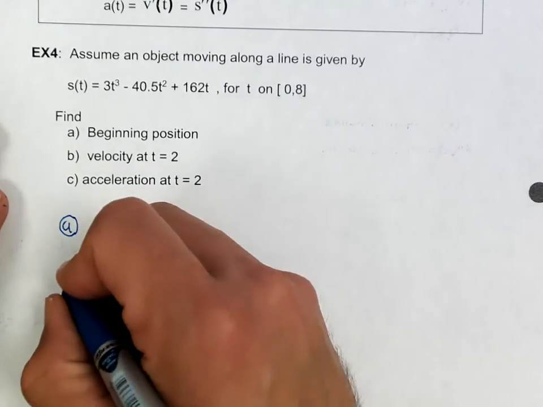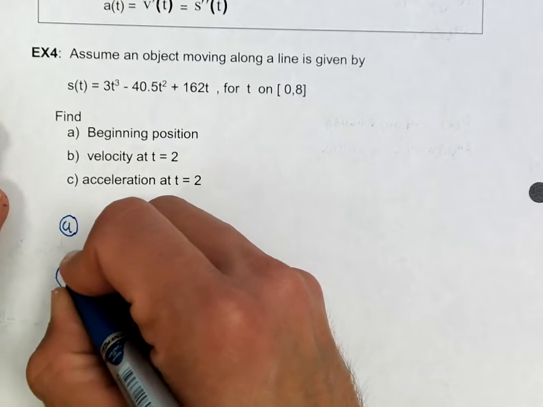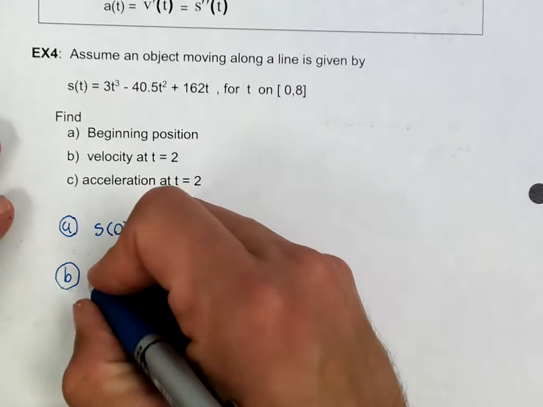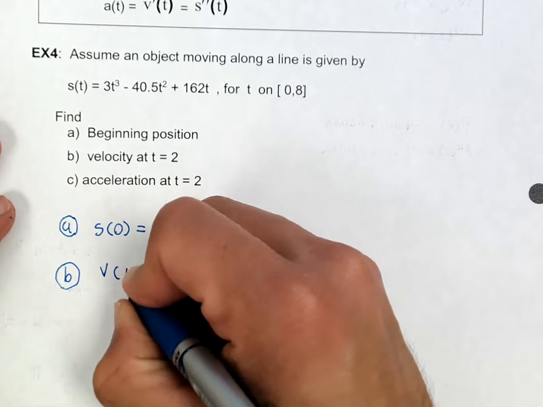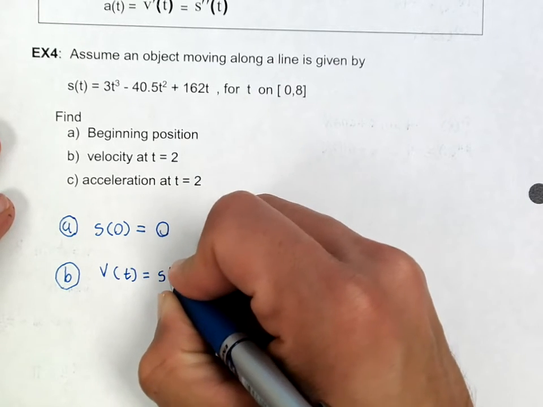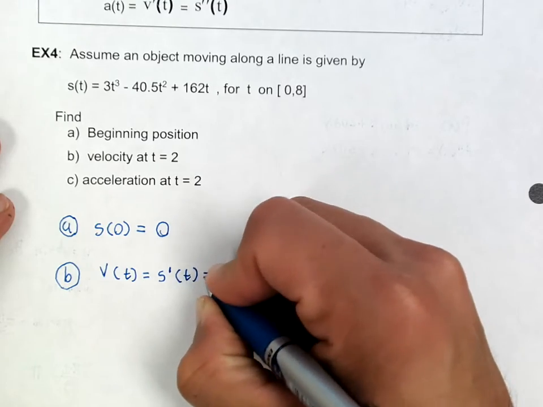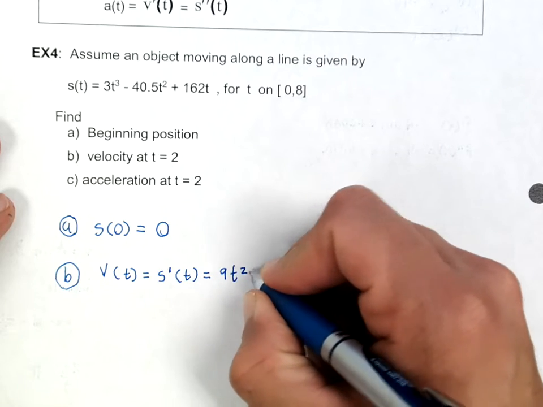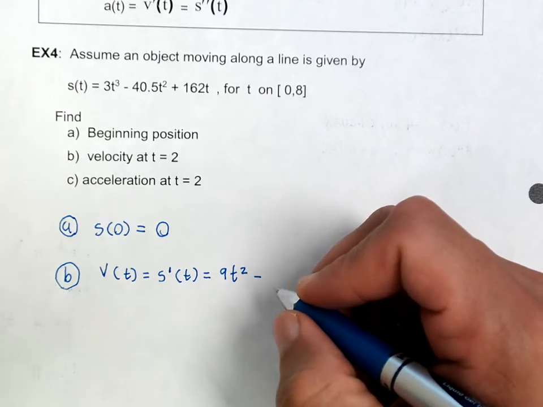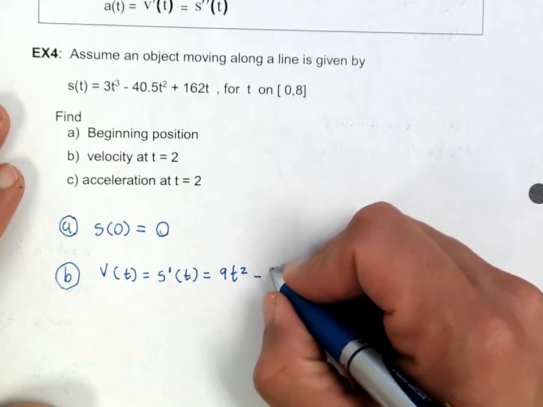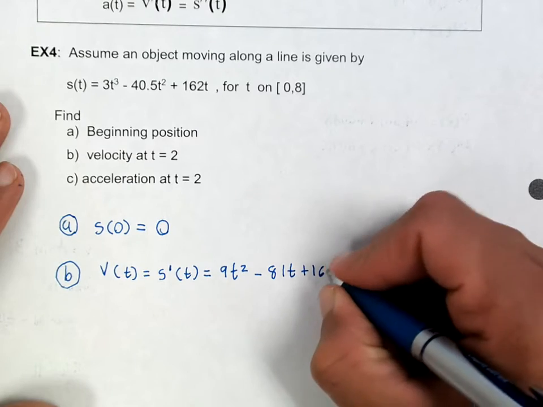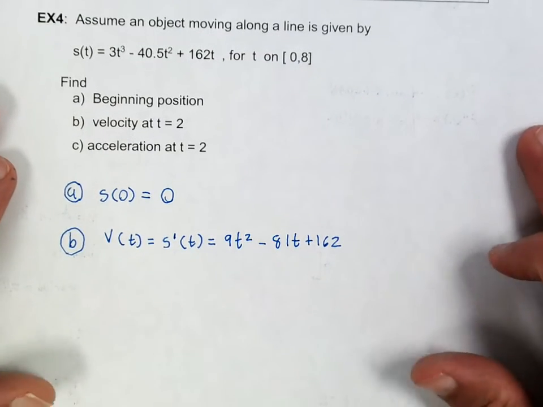Okay? Now the second part is asking me for the velocity at t is equal to 2. So the first thing I have to do is figure out the velocity equation, which can be done by taking the derivative of the position. So again, velocity is equal to the derivative of the position function. So I'm going to take the derivative of this. So I have 9t squared minus 81t, and then plus 162. Okay. So that's the velocity.